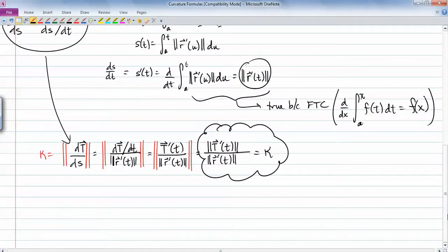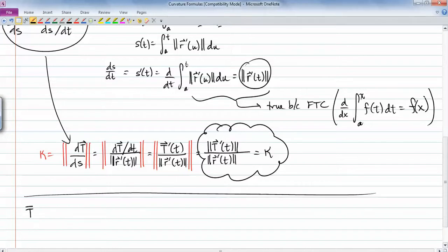What I'm going to do first is start with T of t, and then we'll eventually take the derivative and the magnitude and all that stuff. So first let's start with T of t.